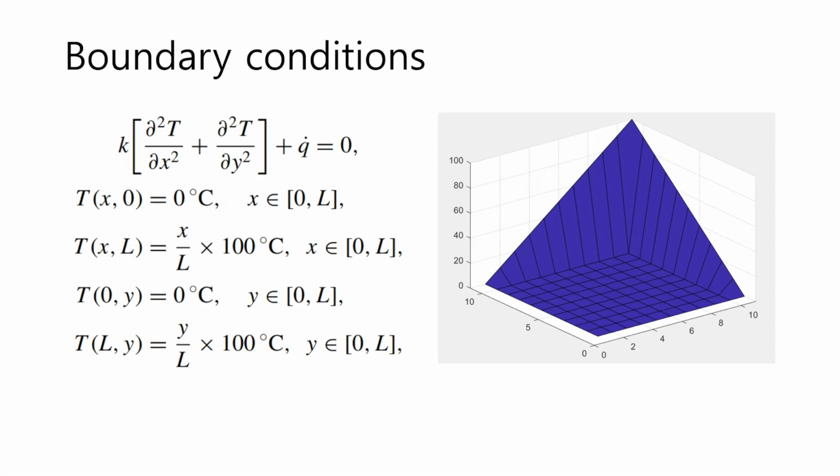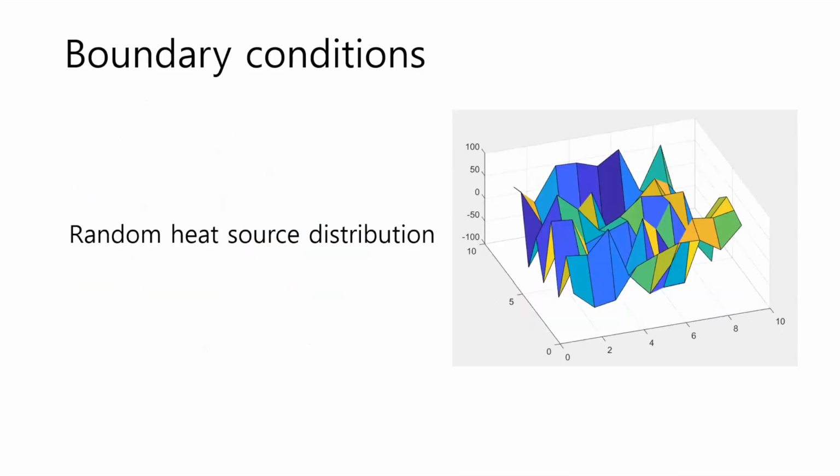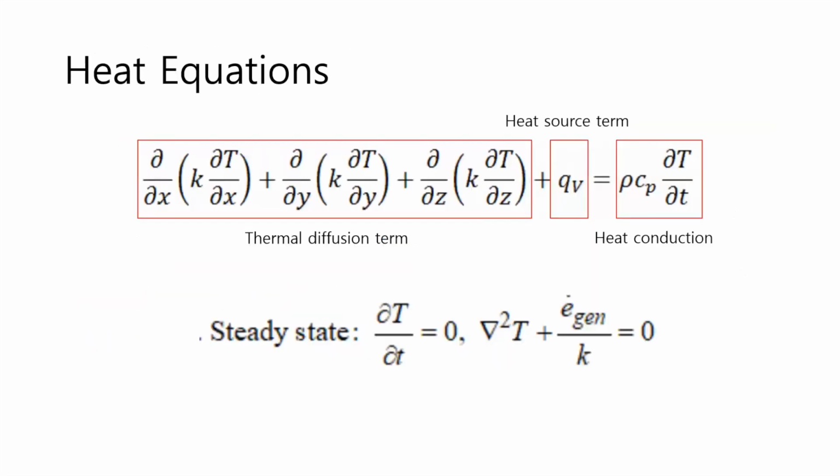As seen in the right figure, the temperature is rising linearly at x equal L and y equal L. To keep things simple, I just set L as 1. Another boundary condition is about the heat source term, which in this paper is set as just a random distribution around the whole region, so it can be simply made by using a random function. These are the boundary conditions, and this is the heat equation that we want to solve.